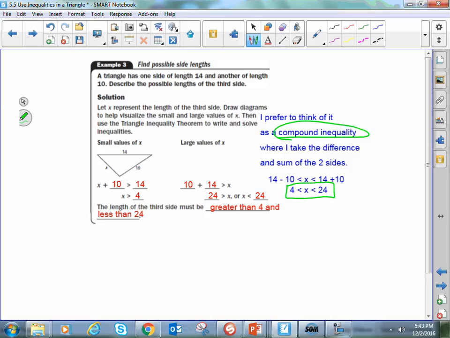Or maybe it will be an actual statement that it has to be greater than this but less than that. It's a verbal, or English, compound inequality versus the way we write it in math. It's the same thing.